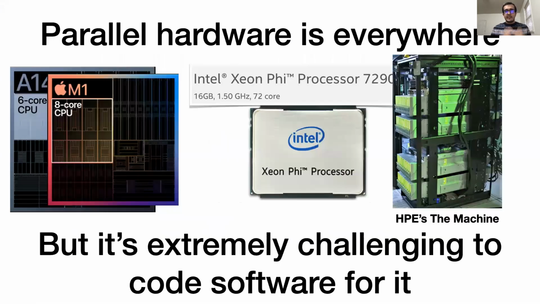So, parallel hardware is everywhere. We have personal devices with 10 cores to workstations that have up to 100 cores on a single chip, and even monsters like the machine, which has thousands of cores in total. But it's extremely challenging to code software for it. There are two key issues, correctness and performance.